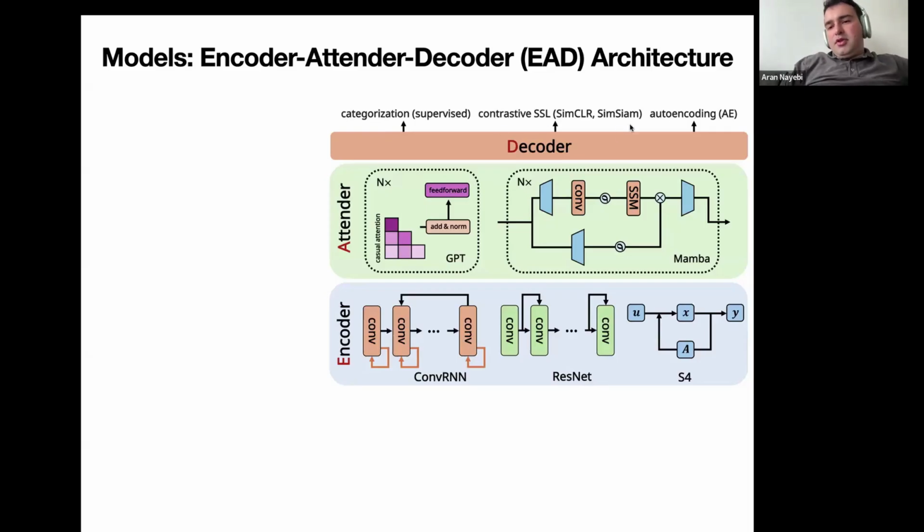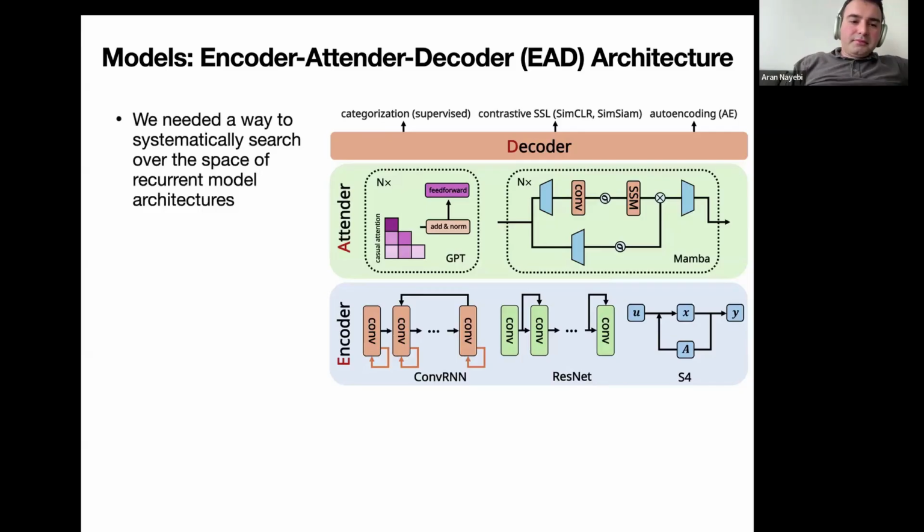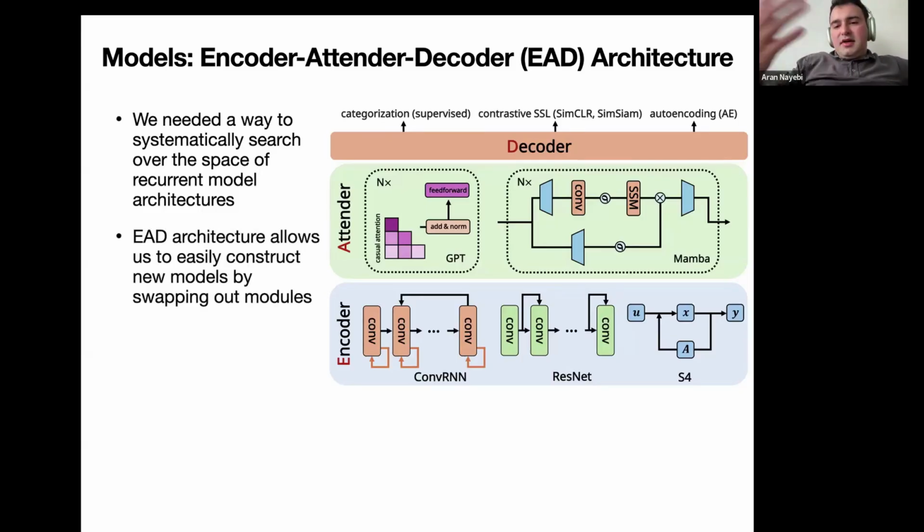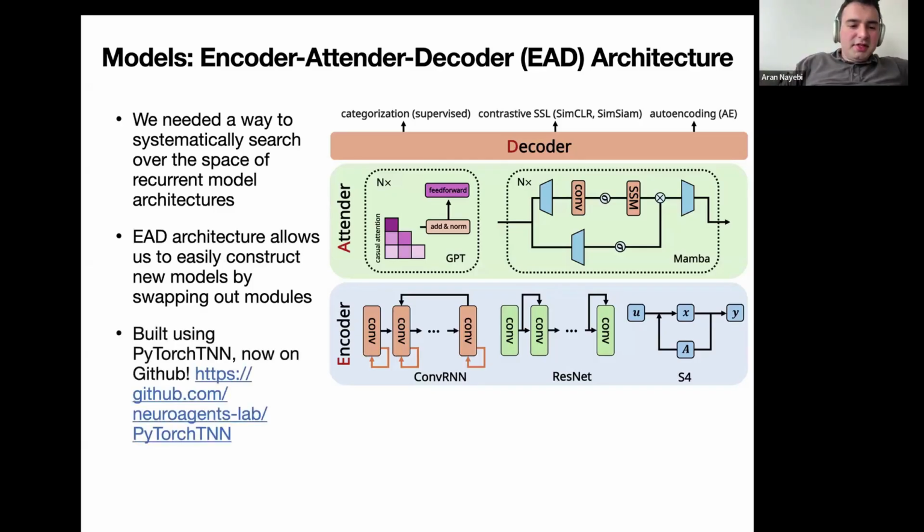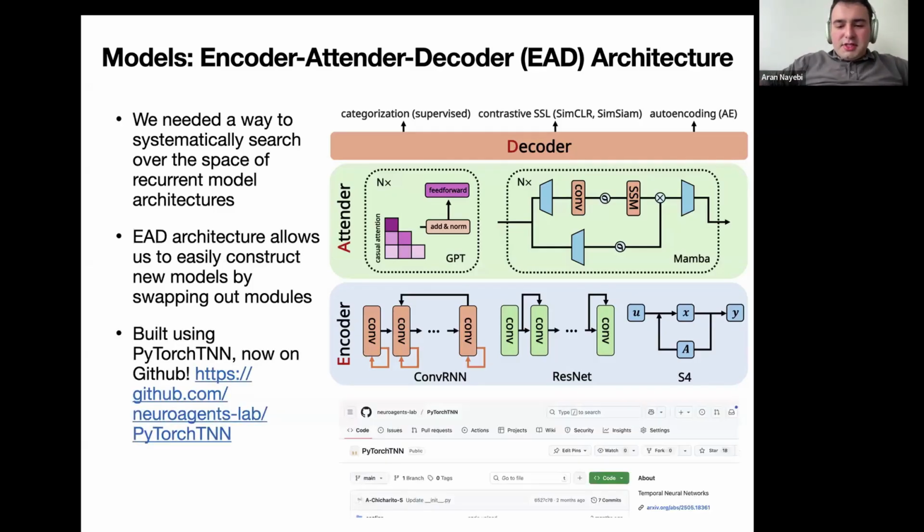And then we train with one of three possible objective functions: dense supervised categorization, contrastive learning, which I just mentioned, and then auto-encoding as another baseline. This allowed us to swap out various things, and we would call this the encoder-attender-decoder. We actually have our code online as well if you want to take a look and train your own, both biologically realistic unrolled models, but also EAD architectures that build on top of it.